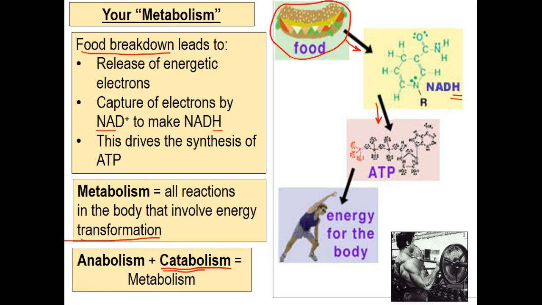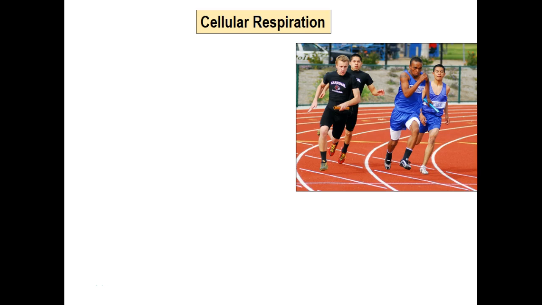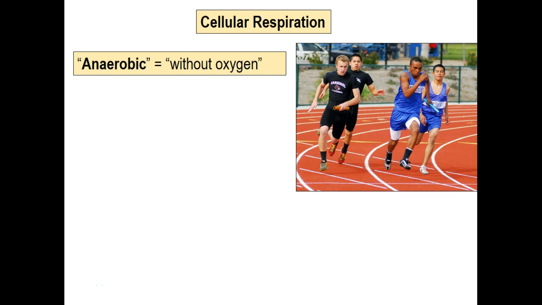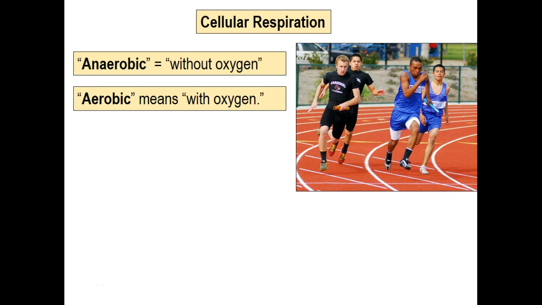But an equal set of metabolic pathways that happens is called your anabolism, because those molecules that are broken down, they also, in many cases, are going to be used to build body parts. And basically, building back up parts of the body is called anabolism. So sometimes you hear that anabolism plus catabolism equals metabolism. So cellular respiration can either be anaerobic, meaning without oxygen, or can be aerobic, meaning with oxygen.